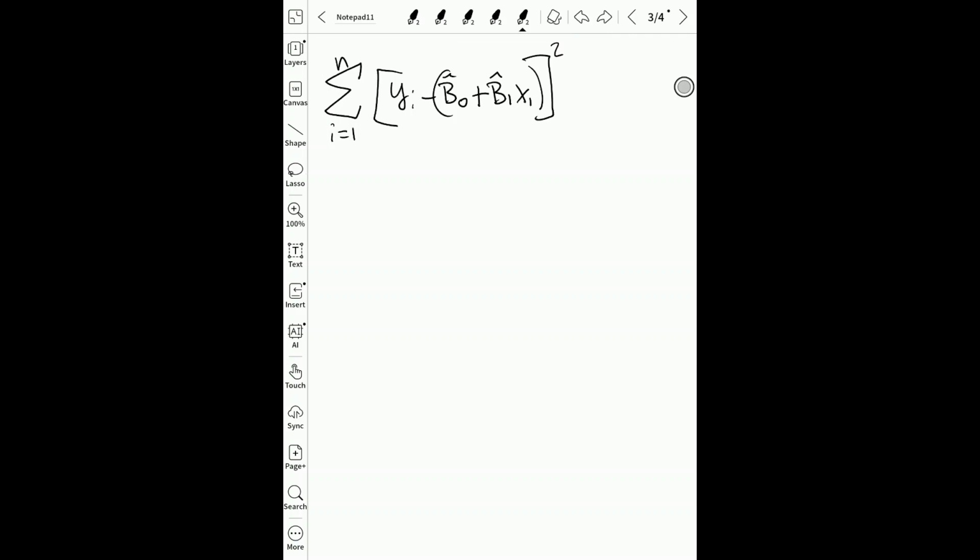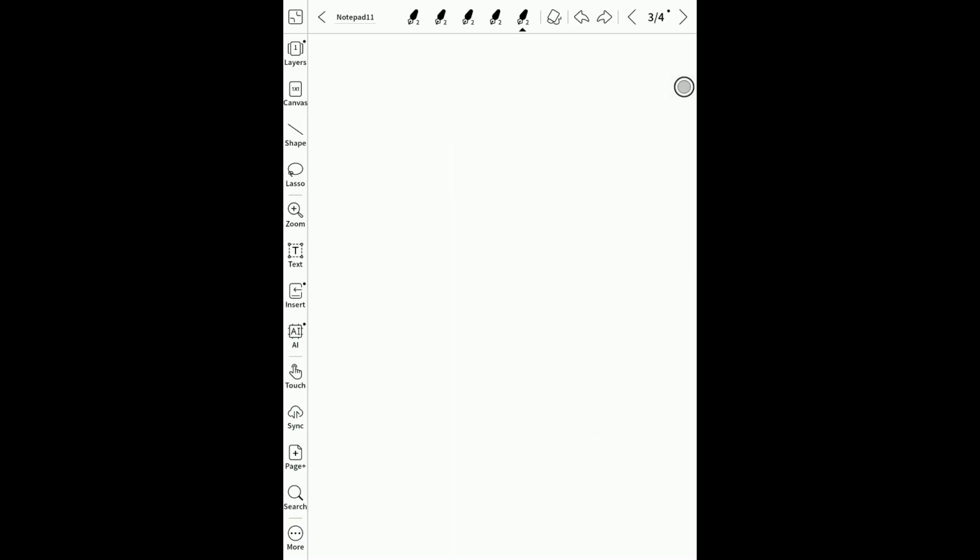So, how do we do this? Like any good minimization problem, we're trying to minimize that sum of squared error. We're going to need some calculus. It can be shown this is a convex function, so it has a global minimum, and we're going to find that minimum by finding the partial derivatives with respect to our two parameters, beta naught and beta 1, and then solving for them simultaneously.